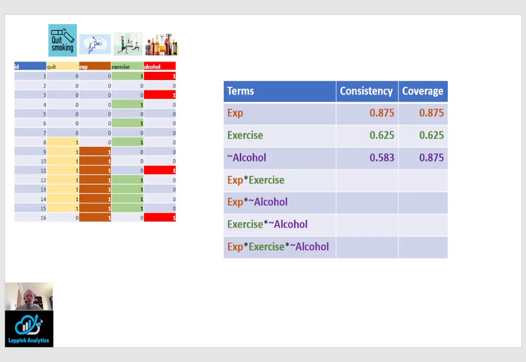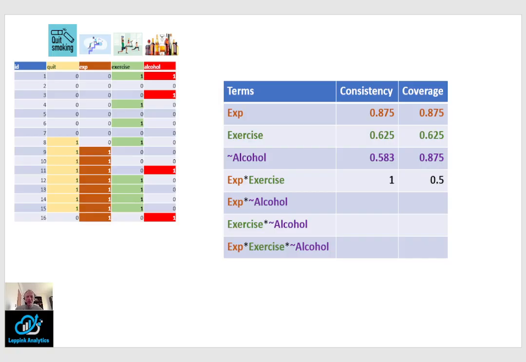Here, alcohol is reverse coded because our expectation is that a lower alcohol intake increases the likelihood that a person quits smoking. So there are 12 people who were classified as having a low alcohol intake, and of those 12, 7 quit smoking. Hence, a consistency of 0.583. However, the coverage score is higher because of the 8 people who quit smoking, 7 have a low alcohol intake.